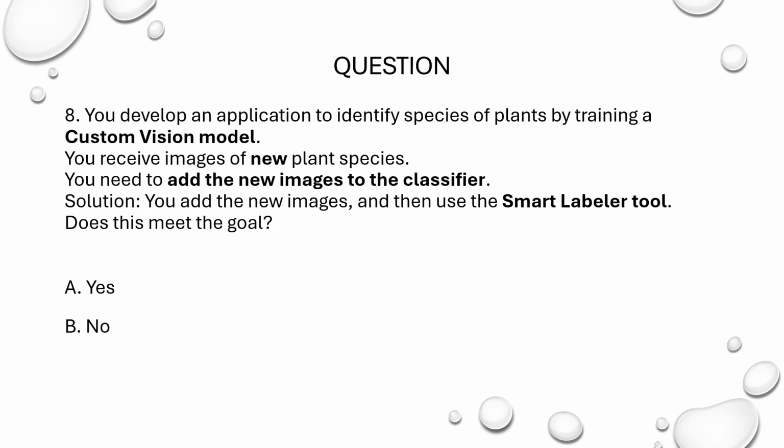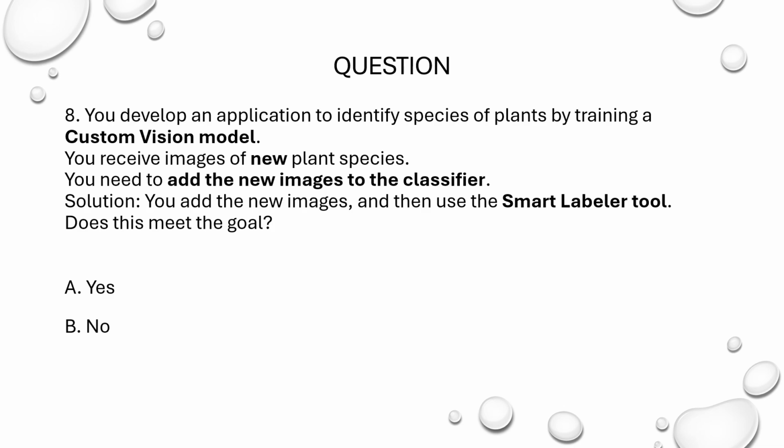So it is regarding a custom vision classifier model. Now you have received images of a new plant species. So there is a new set of images, a new category of images, which belongs to a new species. Now you have to add these new images to the classifier. So how will you fulfill this need? That is the question. The solution they have provided is you add the new images and then use the smart labeler tool. Will this solution meet the requirement? So let us find out.